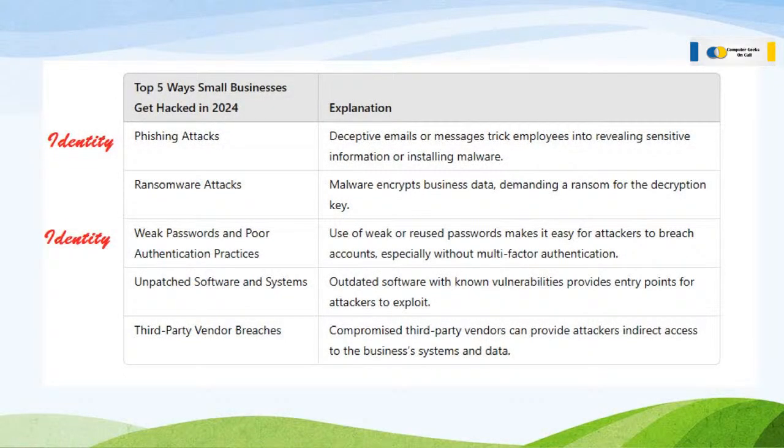Excuse me. So the top 5 ways that small business gets hacked in 2024: phishing attacks, that's where you send the email to get the credentials. That's an identity kind of attack.